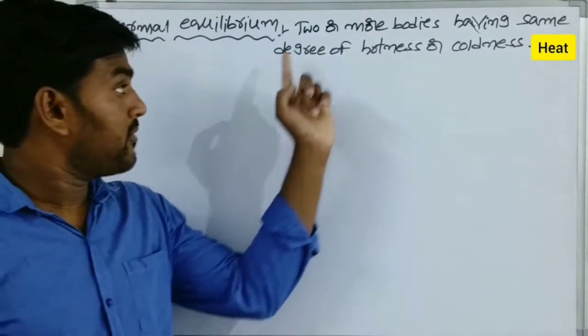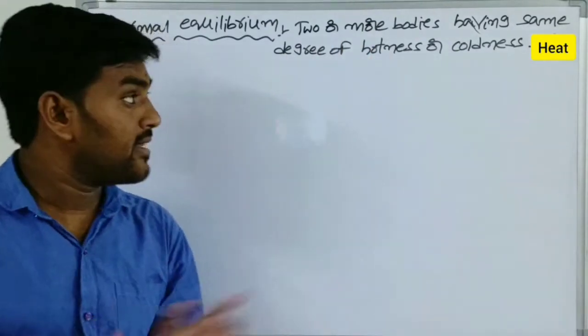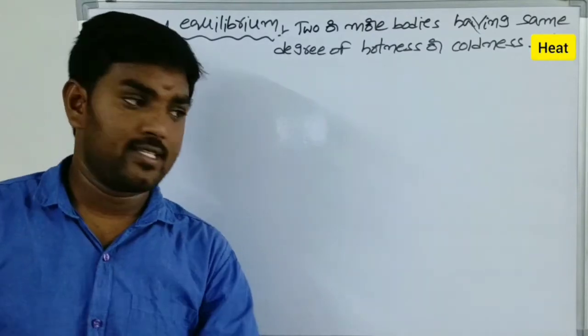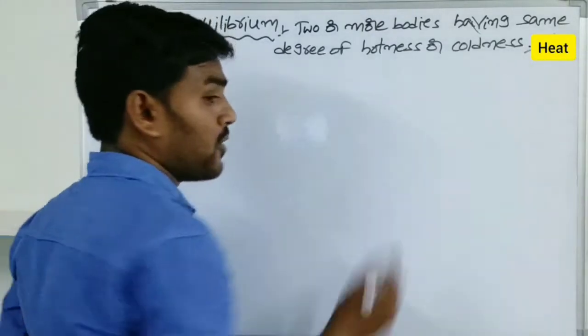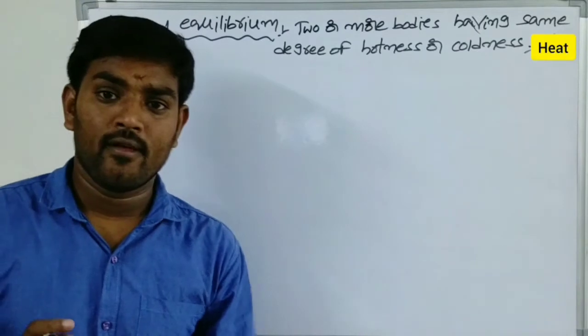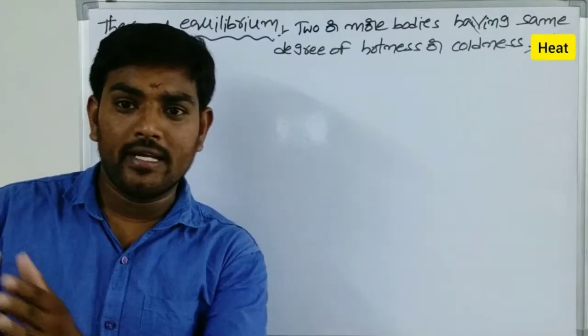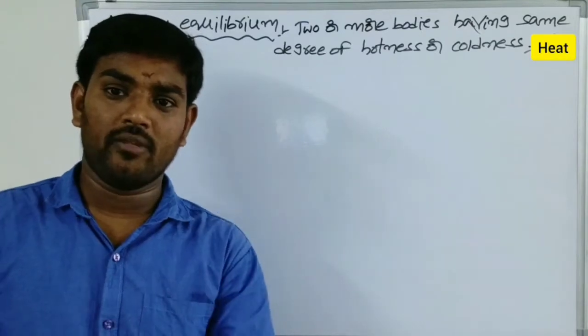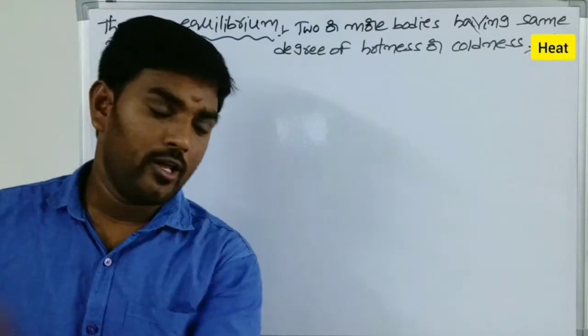Thermal equilibrium: two or more bodies having the same degree of hotness or coldness. So when two bodies are placed in thermal contact, heat energy will be transferred from the hotter body to the colder body.